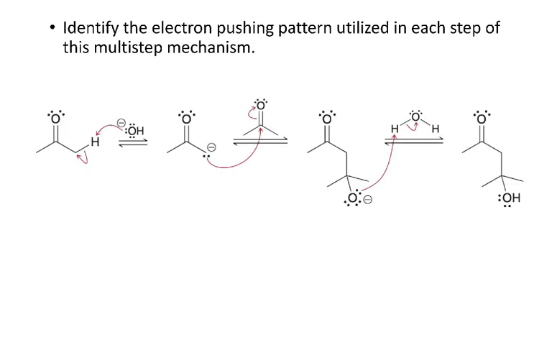Okay, we can do the same thing for multi-step mechanisms. Don't get overwhelmed by all the steps. Just focus on one step at a time. So what happens when I go from here to here? In this case, this compound is losing a hydrogen. The hydrogen is being transferred to this base. So this first step is proton transfer.